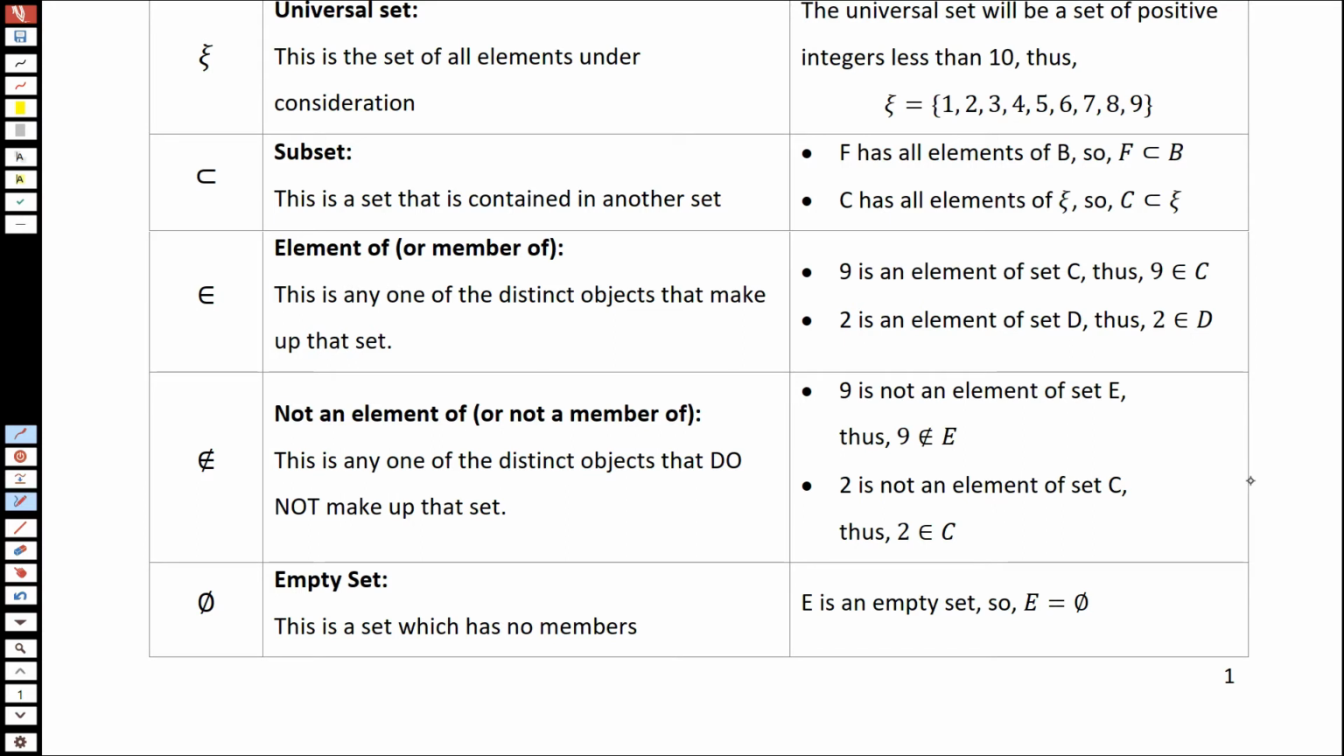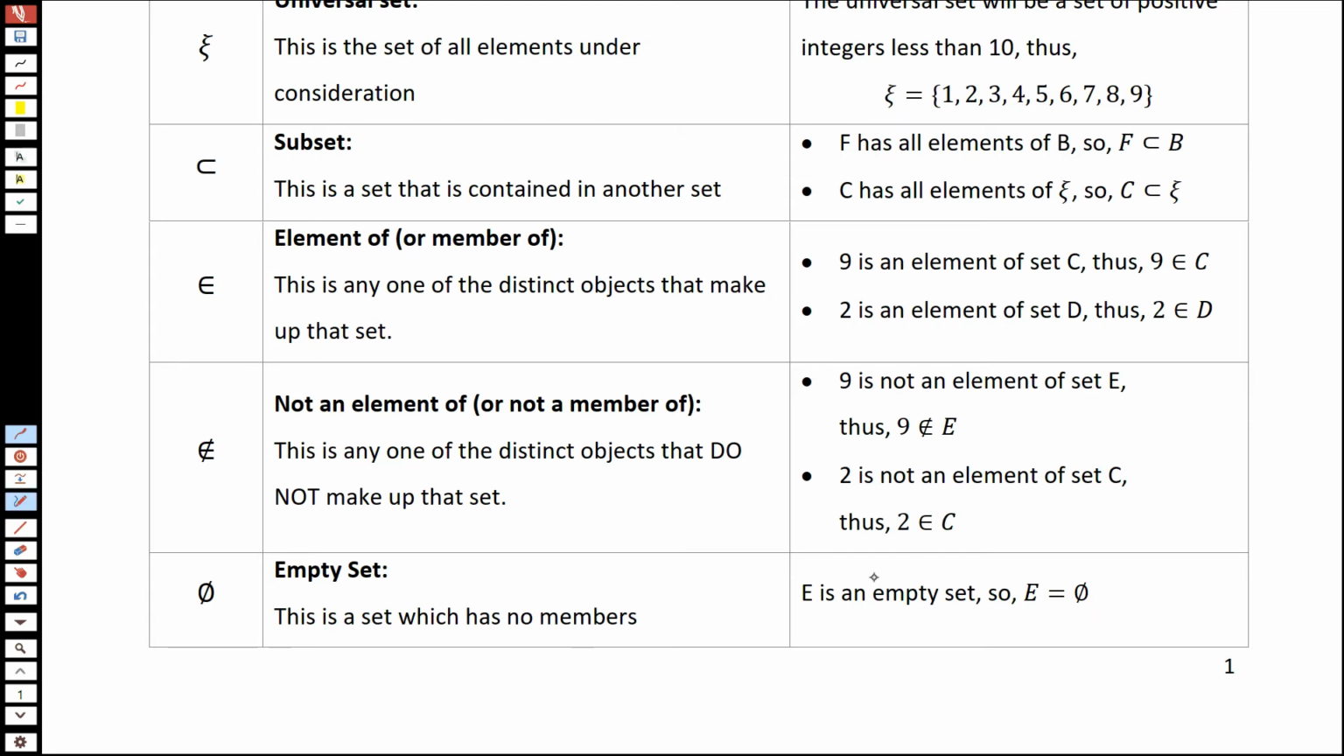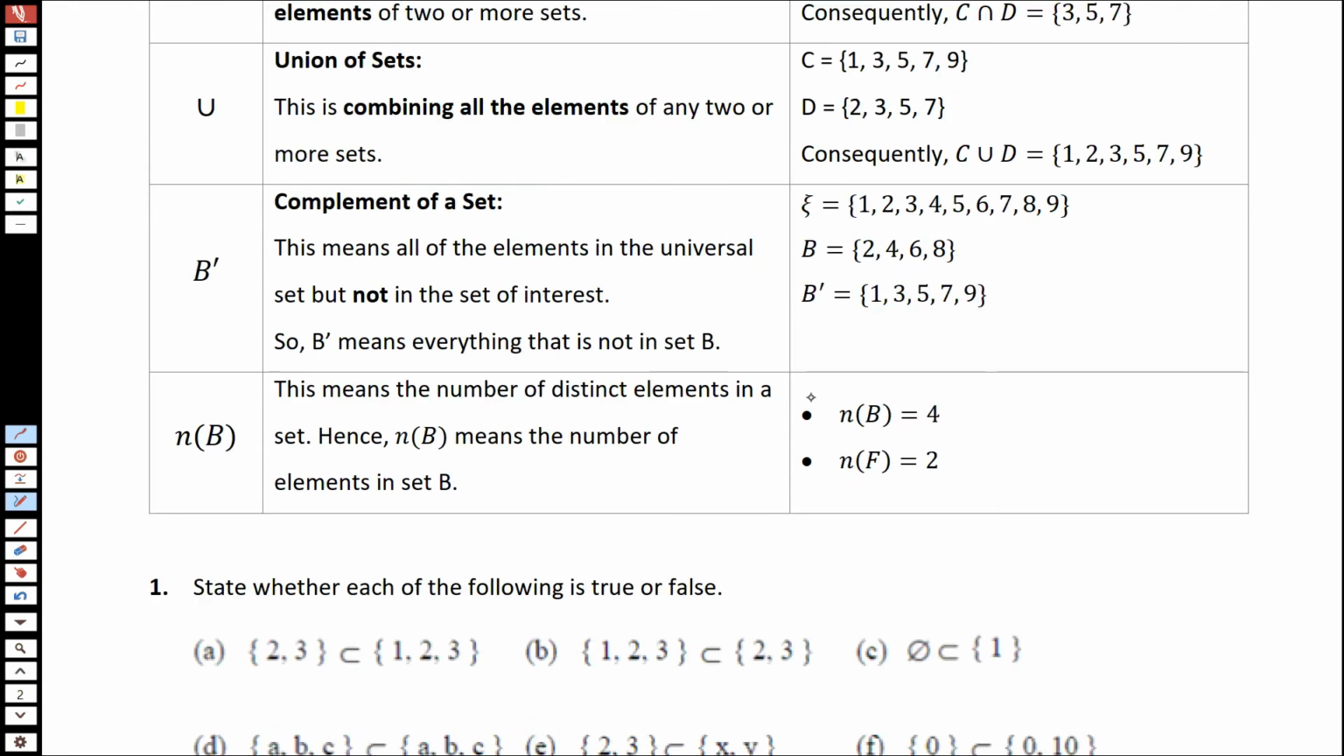So I've already talked about an empty set. This is a set which has no members. And we talked about set E, which is multiples of 11, which is an empty set. So we say E is just an empty set. And that's the notation for it.